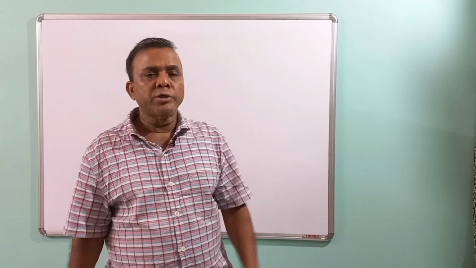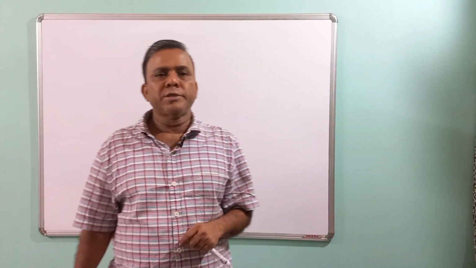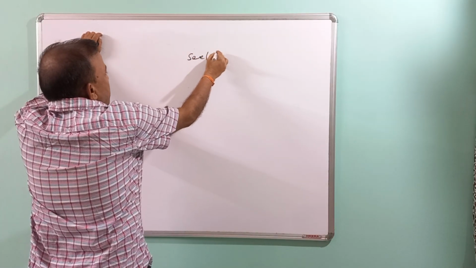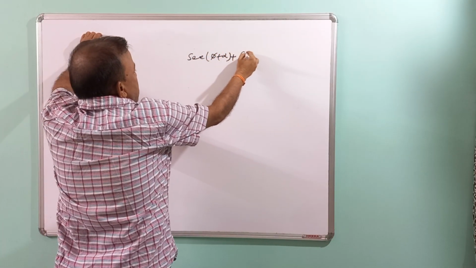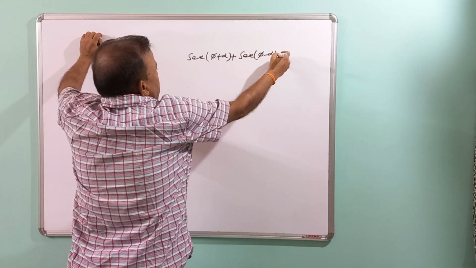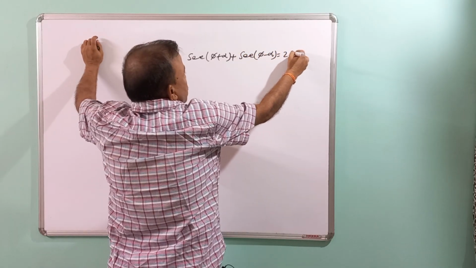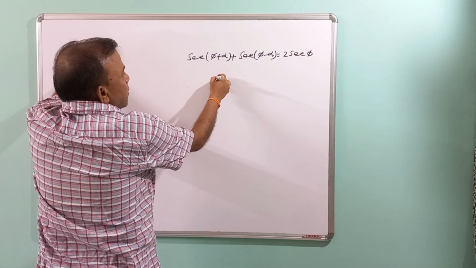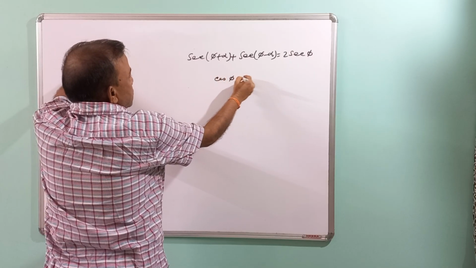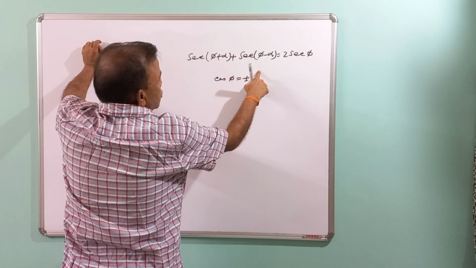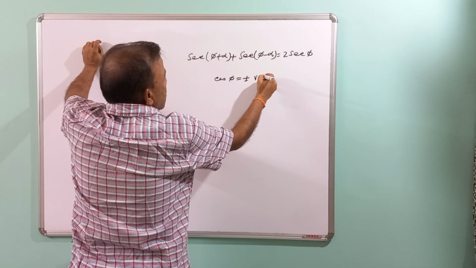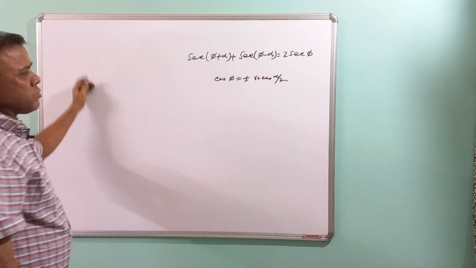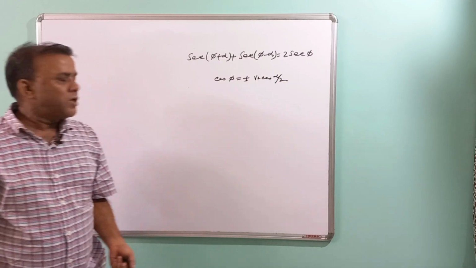Okay. Now we are going to discuss a trigonometry related chapter, submultiple angle. The problem is: if sec(phi plus alpha) sec(phi minus alpha) equals 2 sec phi, then show that cos phi equals plus minus root 2 cos alpha by 2.